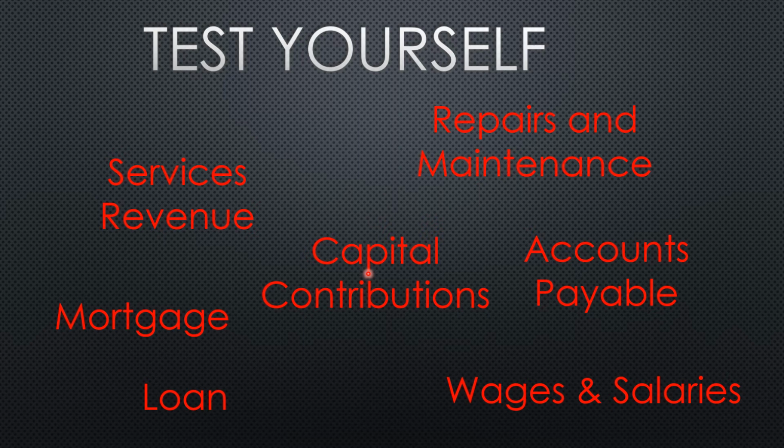If the owner was withdrawing money or assets, that would be classed as drawings, and drawings have a debit nature. So you can only have one type of nature for those two accounts. Capital contributions will always have a credit nature, and drawings will always have a debit nature. Mortgage and loans, they are people that we owe money to, and in this case, usually large sums of money. And people or organisations that we owe money to are classed as liabilities, and liabilities have a credit nature.